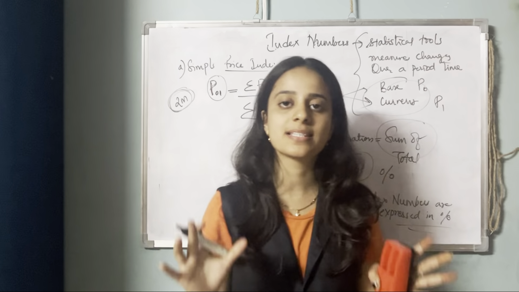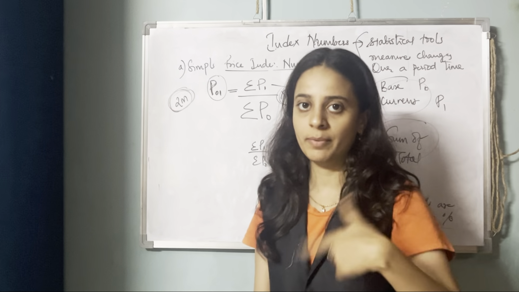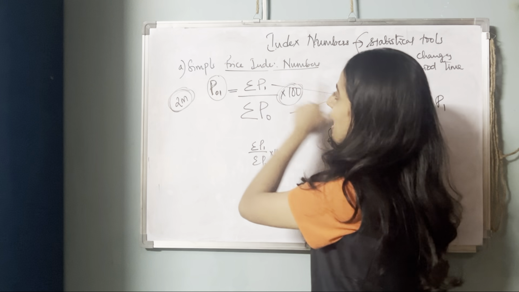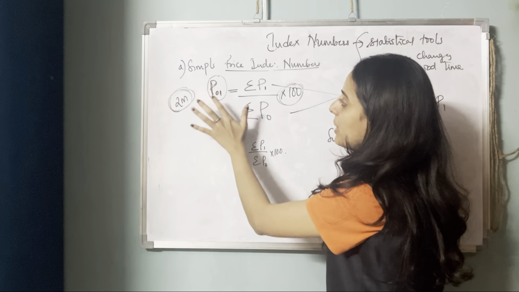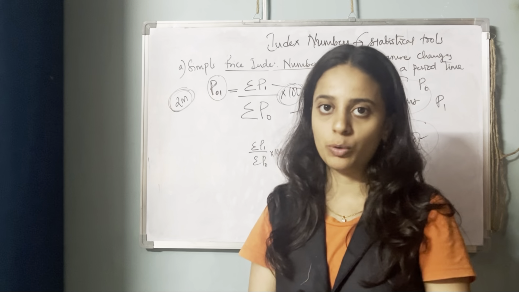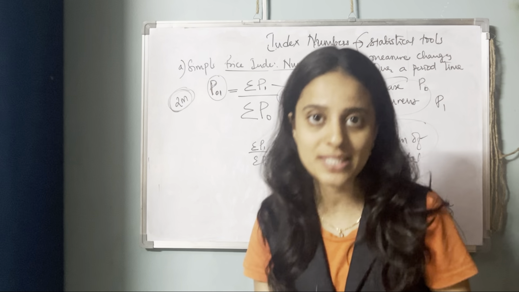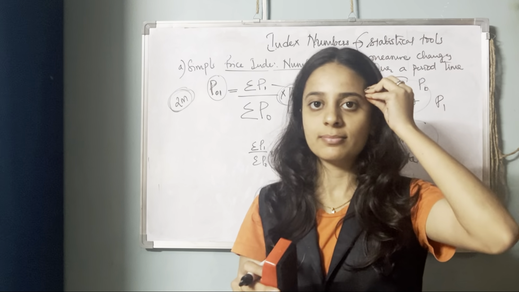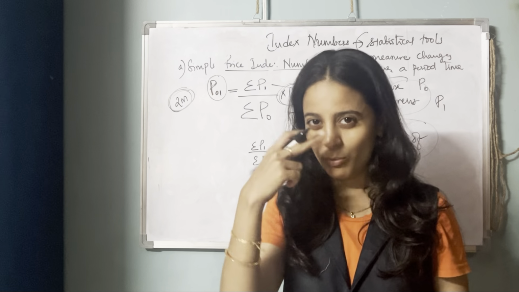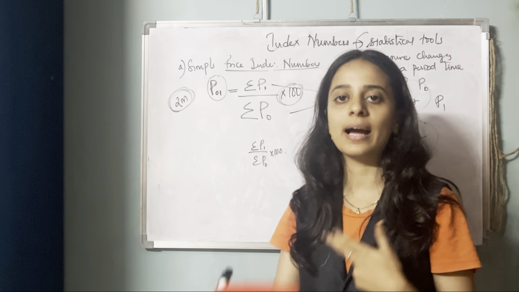For 15 marks and 10 marks, we can expect questions from weighted price index numbers, which we'll look at slowly in our further videos. Today, the simple price index number formula is P01 is equal to summation P1 by summation P0 into 100. Keep repeating the formula again and again, like how many times I am repeating, because it stays in your mind. If you are numb and just watching the video, it does not work out. So repeat the formula again and again.